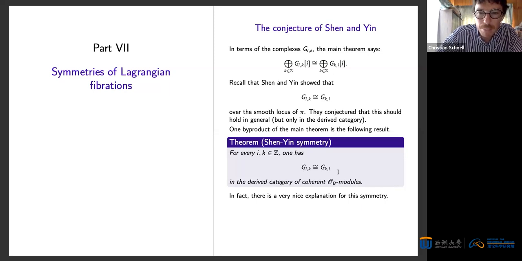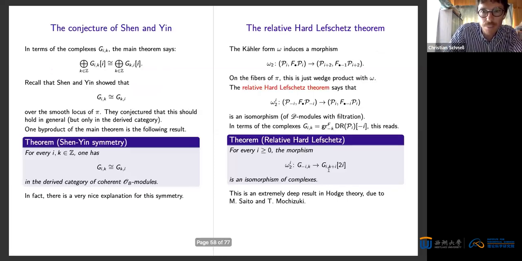But in some simple examples the things still match up, but there isn't really a good explanation for why they match. But the main theorem actually gives a very nice explanation for the symmetry. So we'll see that there's actually a whole collection of symmetries, some of which are very meaningful. And as a byproduct of these symmetries, we will get this ability to swap the first and second index. Okay, and so these symmetries have to do with hard Lefschetz.